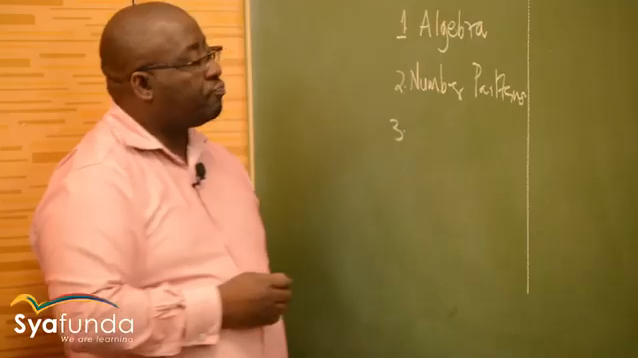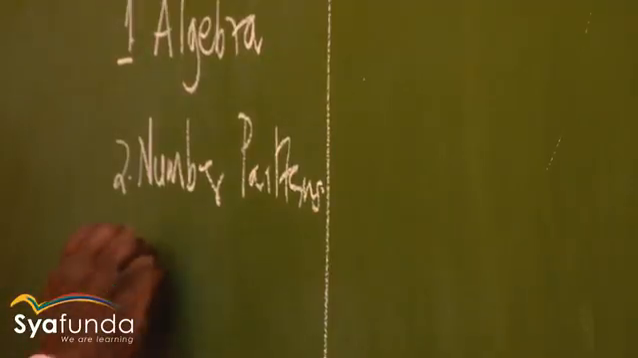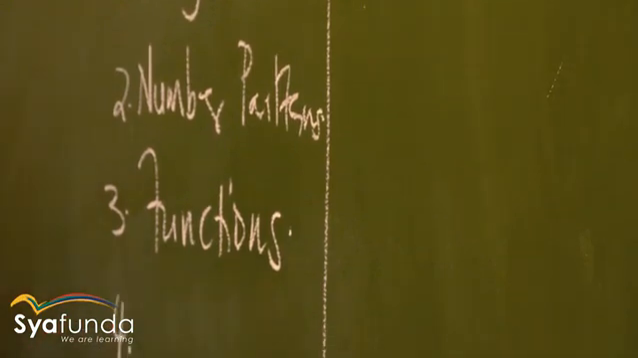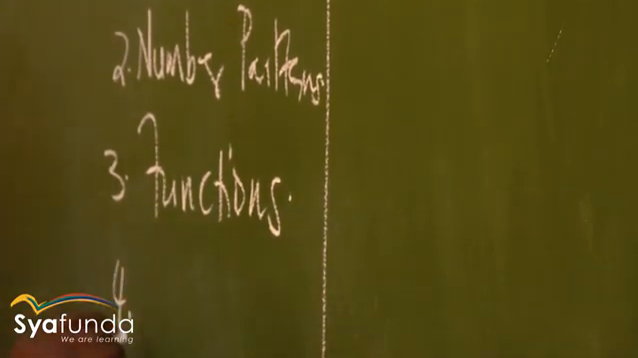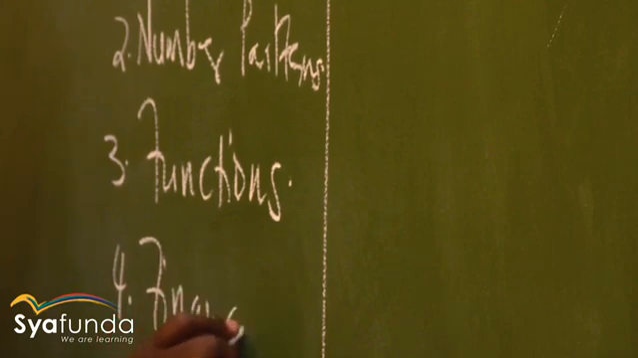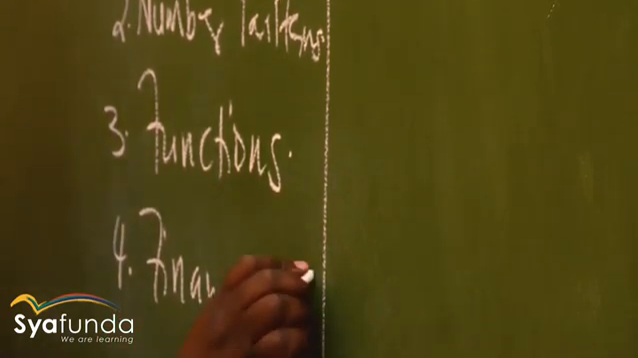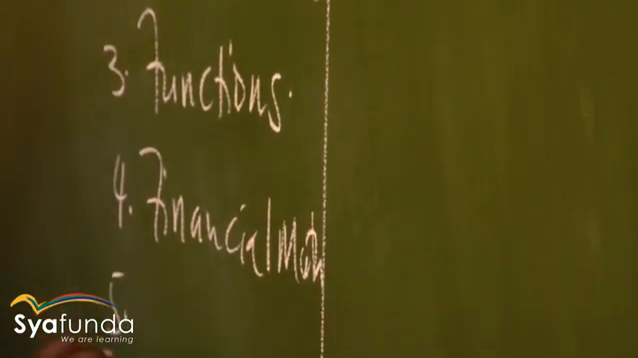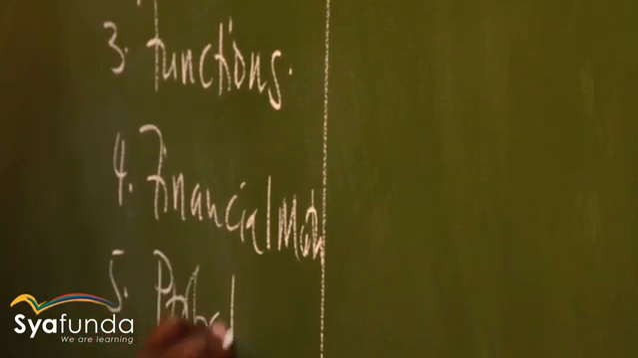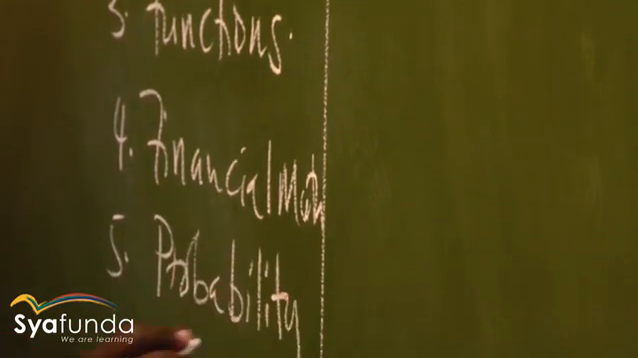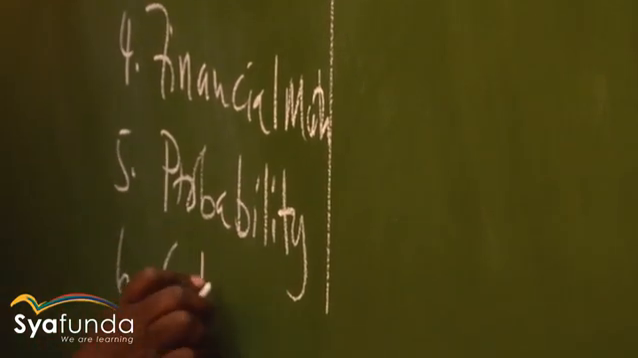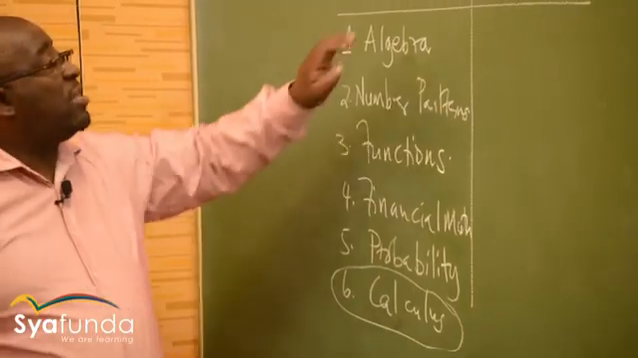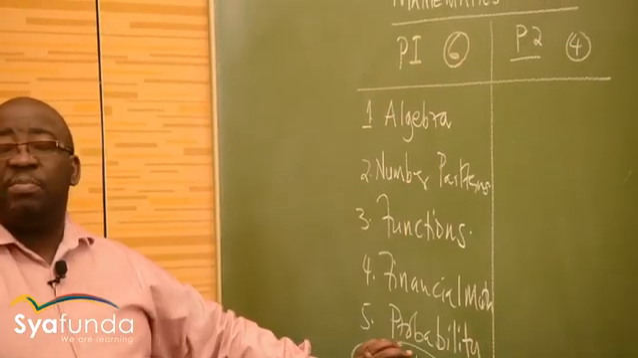number 3, after number patterns, you'll be required to understand your functions. Number 4, after functions, it's a topic called the maths of finance, financial maths. Number 5, it will be your probability. And lastly, your calculus. Remember, this topic you don't do at Grade 11. It's not part of Grade 11 work. You only do this topic at Grade 12.